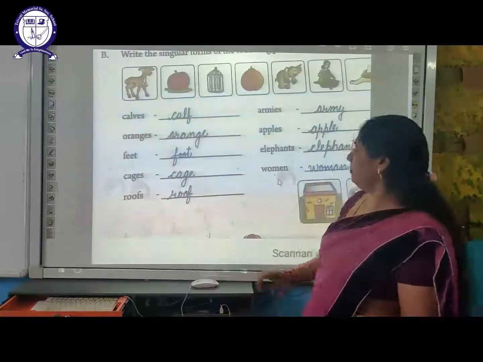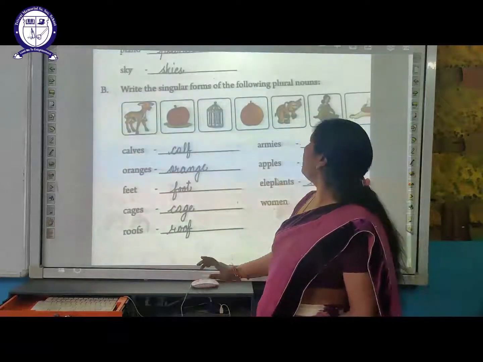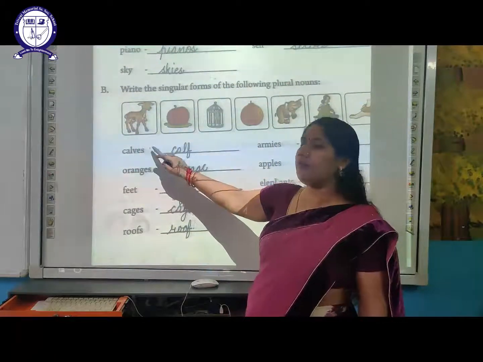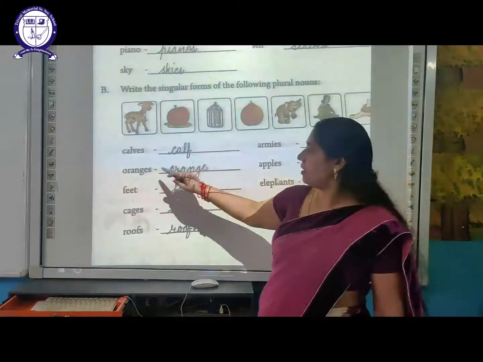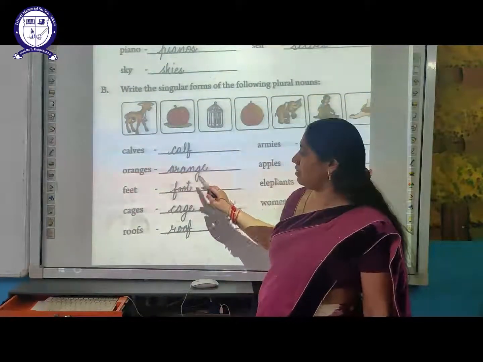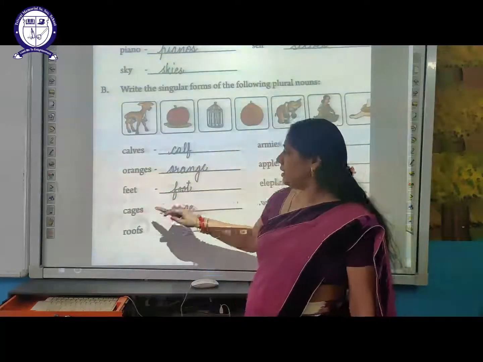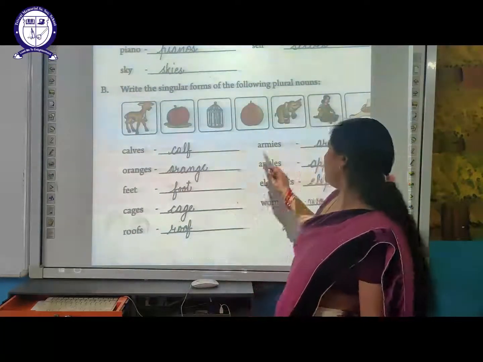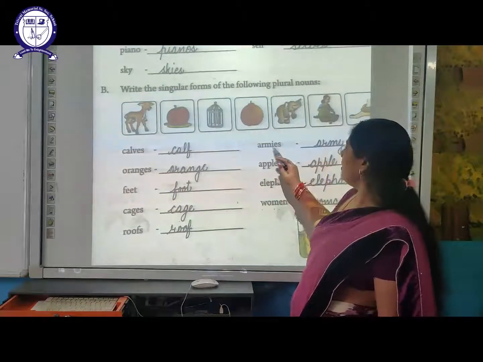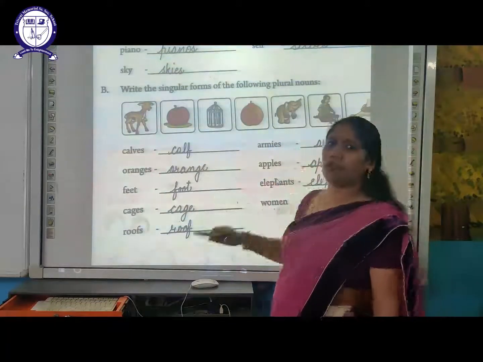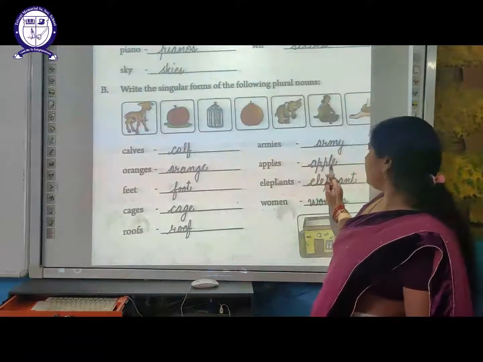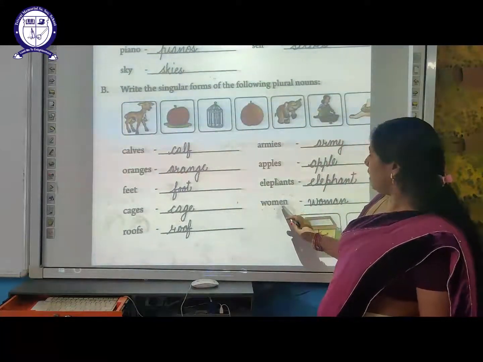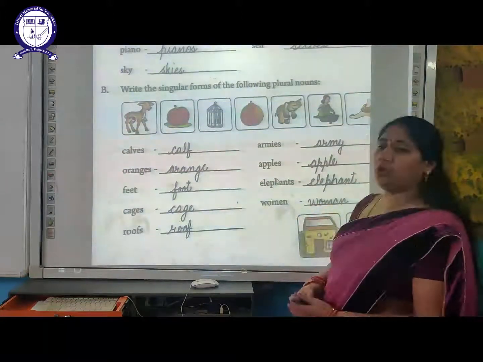Write the singular form of the given words. Calves: in place of ves we have to use f. Oranges, one orange. Feet, one foot. Cages, one cage. Roofs, one roof. Armies, one army: drop ies and use y. Apples, one apple. Elephants, one elephant. Women: you have to change the vowel e into a.